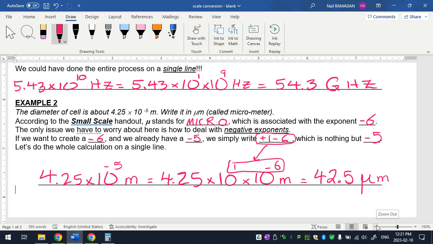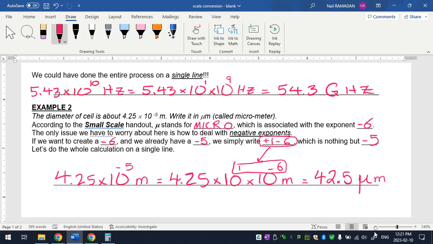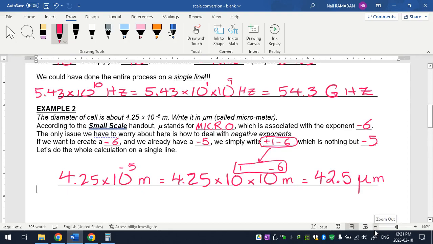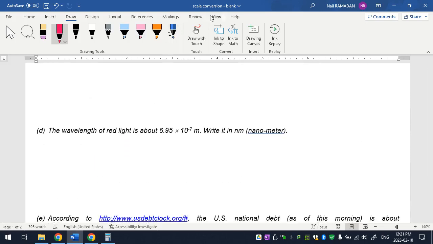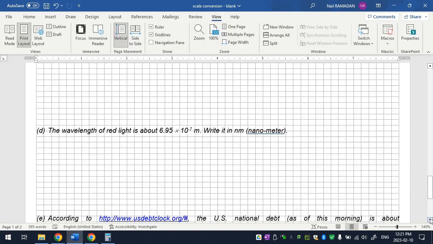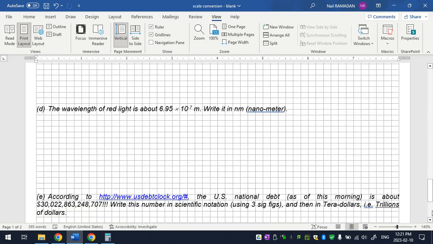All right, let's do just one more of the other side, and that's it. We're done. Okay, let me see the other side. Let's do part D, the wavelength of which light? Red light. Should we do it in steps or in one single line? Come on, one single line.